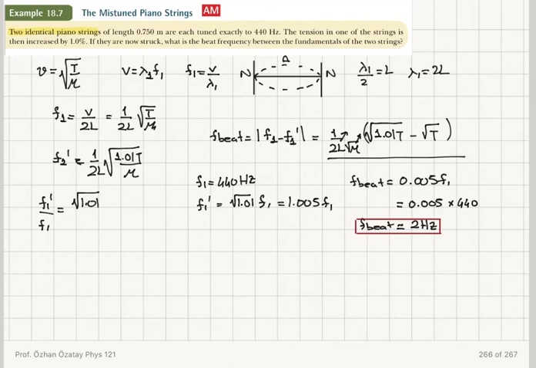So I cannot use this relationship here because I don't know what the length is. I don't know what the mass per unit length is. But I can, since I know what the fundamental frequency is to start out with, it's 440 Hertz. I can take the ratio and find out the change.